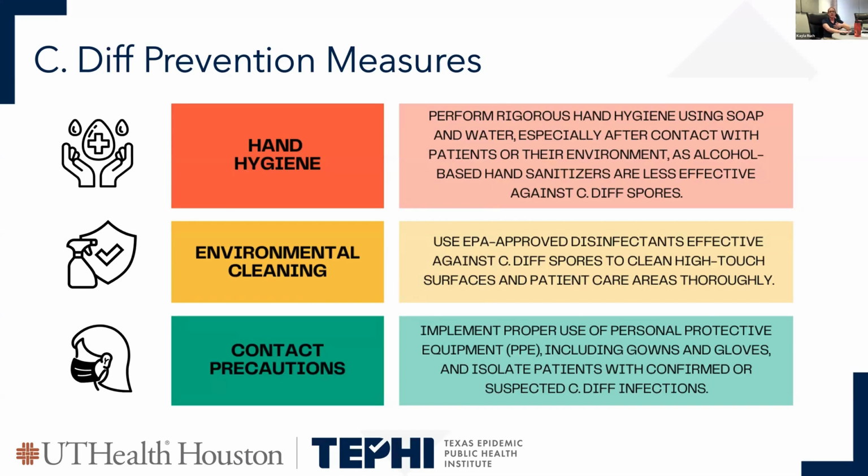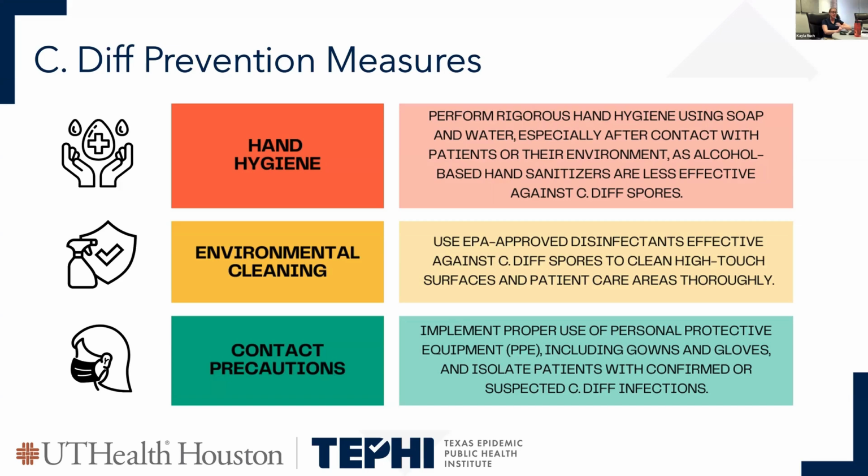So the next thing, now that we know about this, we know it's a spore. It's hard to kill in our environment. There are risk factors for our patients. What are some good prevention measures that we can do to try to prevent C. diff from happening? And the first one is always hand hygiene.